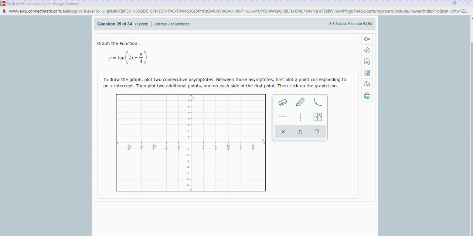So once we have our graph on paper, all we need to do is translate it to the system and we'll have exactly what we need. So let's flip back over to the paper and let's get started.